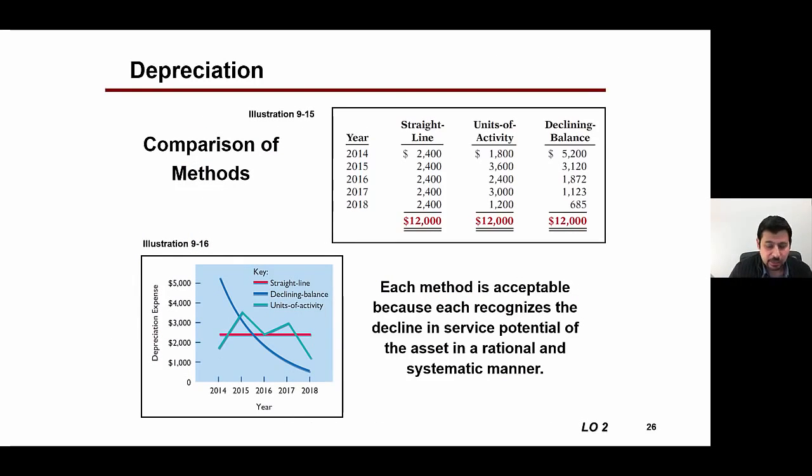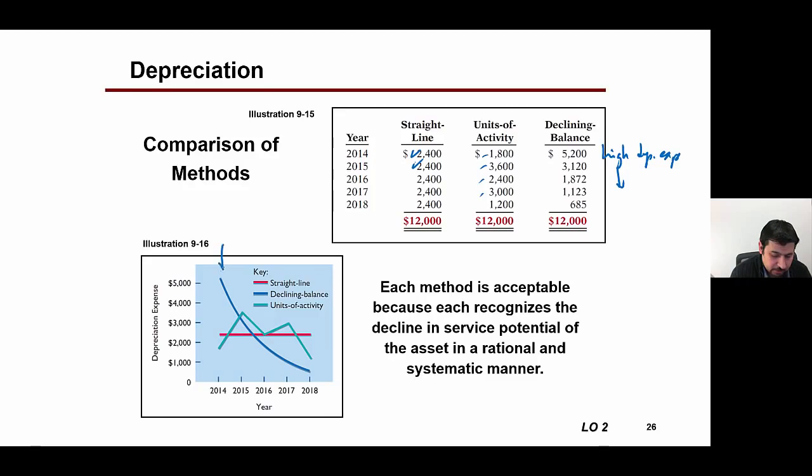This is a comparison of the three methods. As you can see here, the straight line method is always the same. It's 2,400 every year until the end. And here, units of activity, it simply depends on the amount, so it is random based on the number of units during that year. Declining balance method, we start with high depreciation expense, and then it decreases.